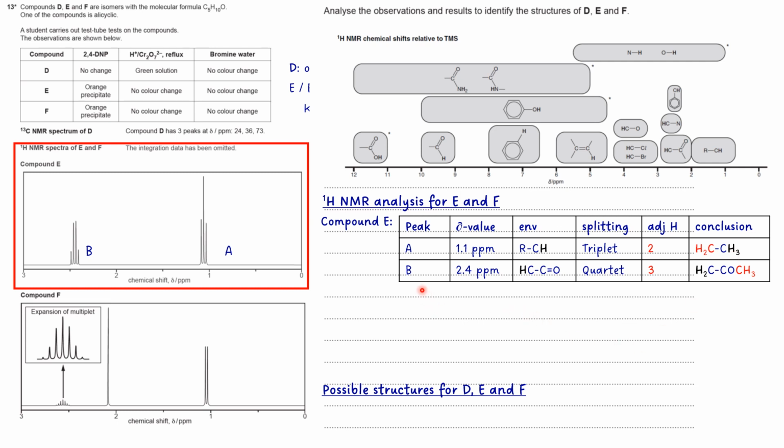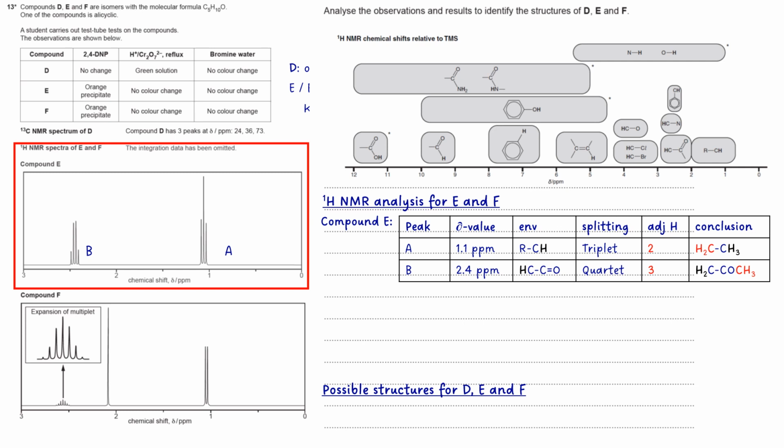Following the same idea with B, 2.4 parts per million, roughly here. We know it has to have an oxygen there somewhere, so it's HC next to C=O. It's a quartet, as you can see, and it's got 3 adjacent hydrogens as a result, applying the N+1 rule. So H2C-CO-CH3. I'll explain in a moment where these H3s and H2s come from.